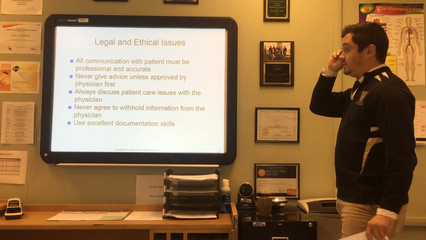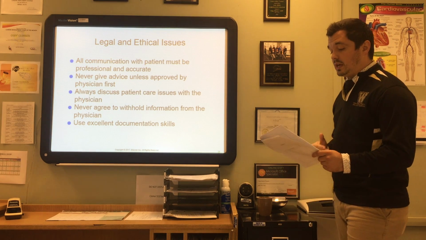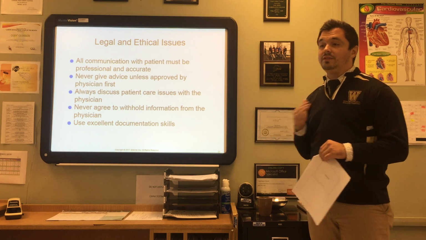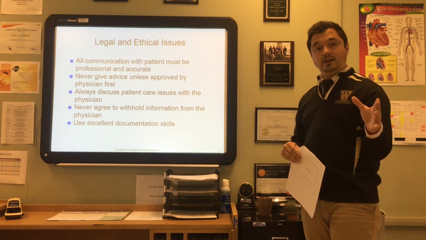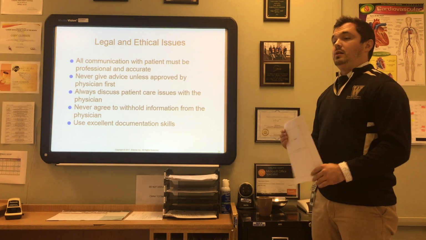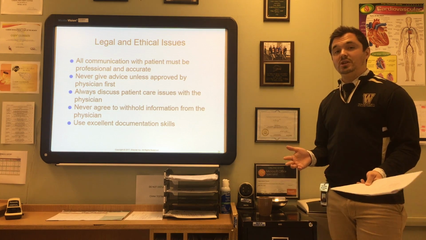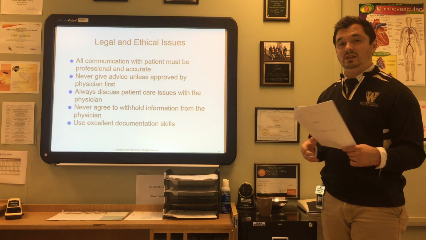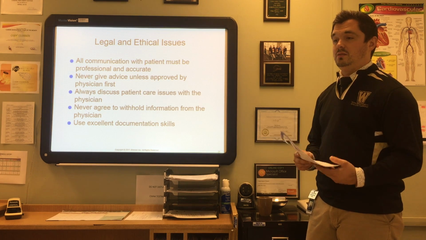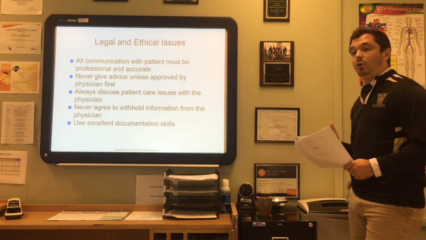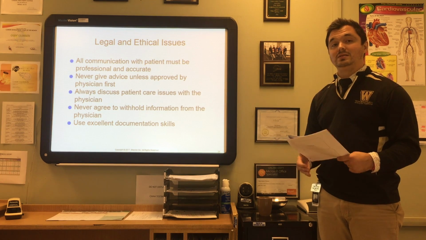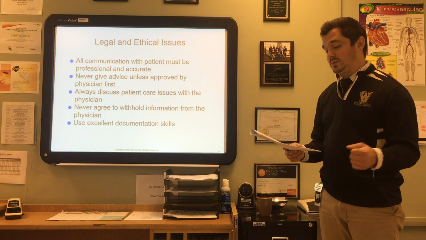And then legal and ethical issues to close up. All communication with the patient must be professional and accurate. Never give advice unless approved by the physician first. It is not our job. We are medical administrative assistants. We don't give advice. Always discuss patient care issues with the physician. If a patient shows up hysterical and not feeling well, relay those concerns to the physician. Never agree to withhold information from the physician. You need to let the physician know so that they can give the best patient-centered care possible.